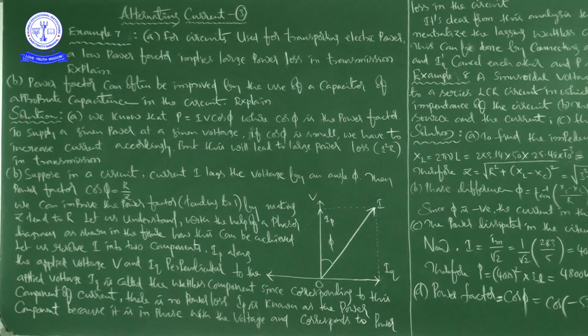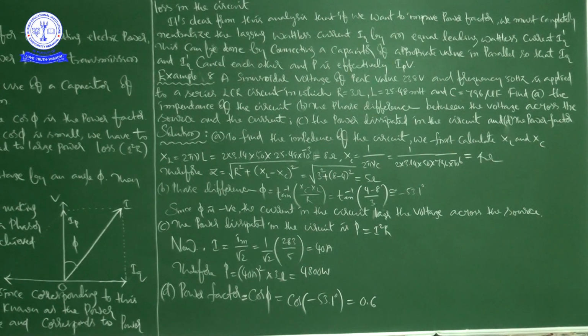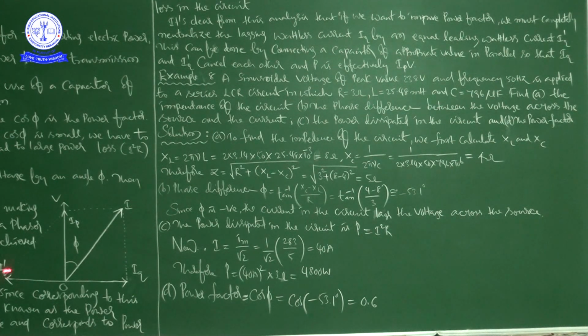Now, it's clear from this analysis. So whatever the analysis we just had, it is clear that to improve the power factor, we must completely neutralize the lagging wattless current IQ by an equal leading wattless current IQ dash. This can be done by equating. See, this is IQ, this is IQ dash. See here, right? So it is IQ dash and it is IQ.